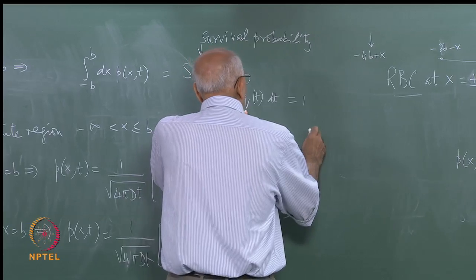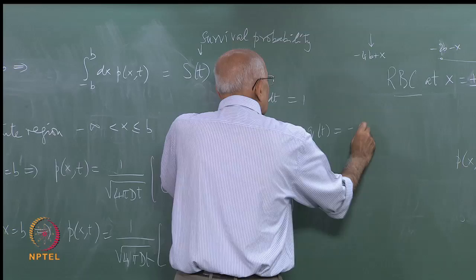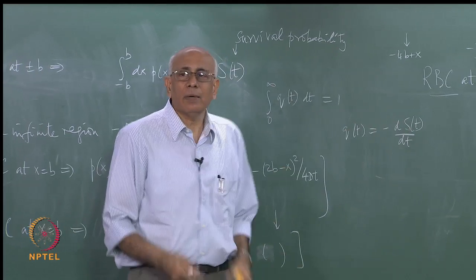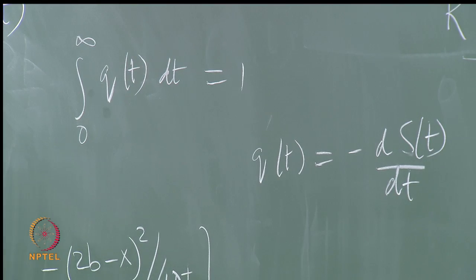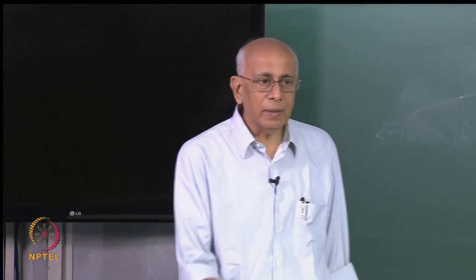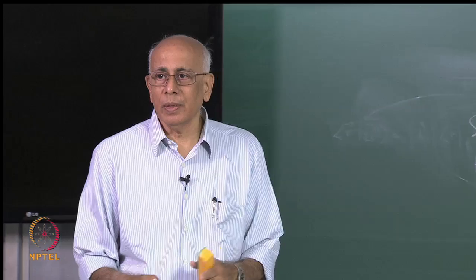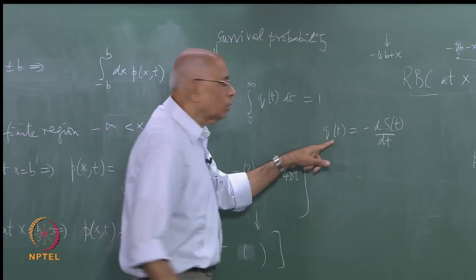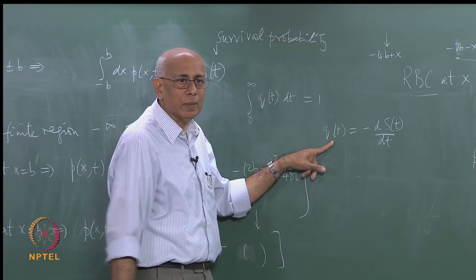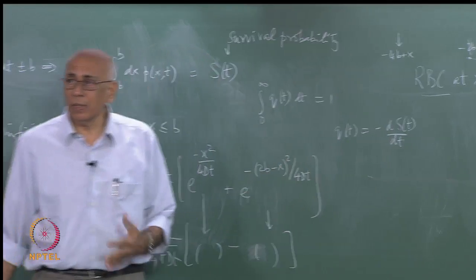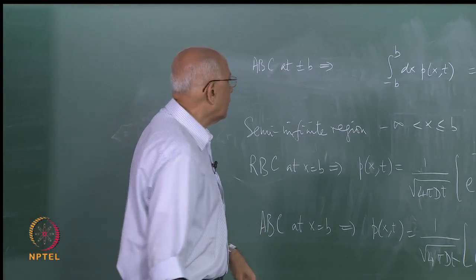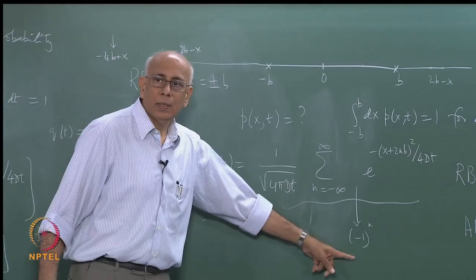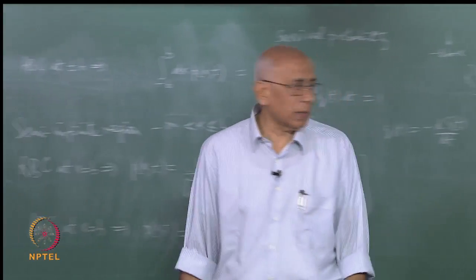And what would this quantity q of t be? This is just minus dS over dt. It is the rate at which the survival probability decreases with a minus sign, because S of t is a decreasing function, minus dS over dt is positive, and that is just the distribution of the first hitting time here. So it is of interest to find these quantities in various physical applications, and we try to do that at least for unbiased diffusion. What we have to do is to start with this solution and then compute this number, which is an interesting exercise.